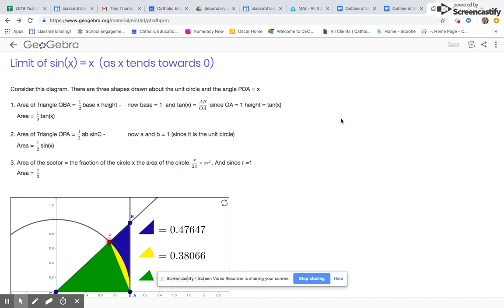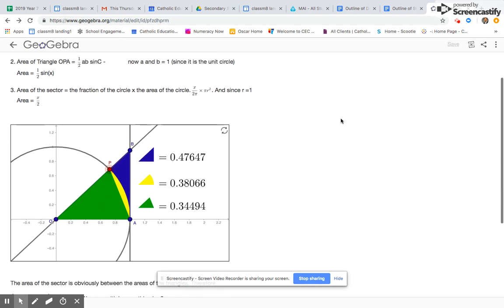Okay, so we're going to look at the limit of sine x equals x as x tends towards 0. This is a nice, simple proof that he said we'd have to understand. So maybe it might be something that he wants us to learn a bit better. And it's not too bad.